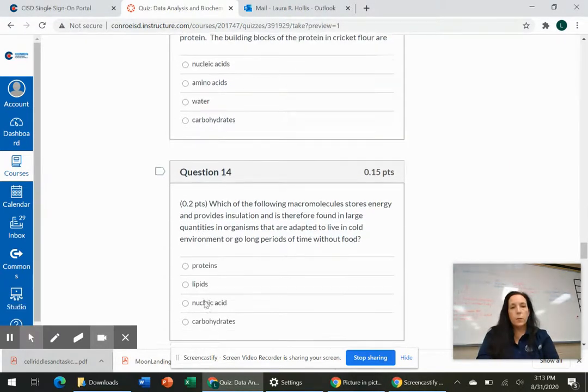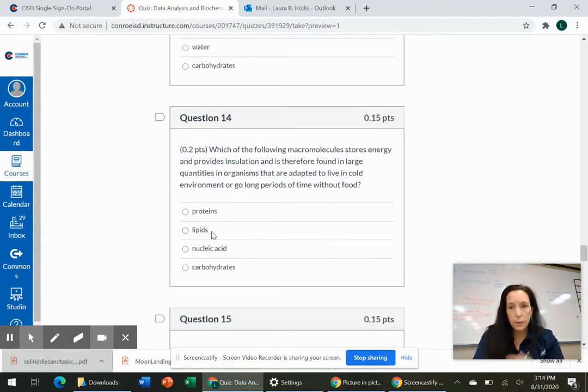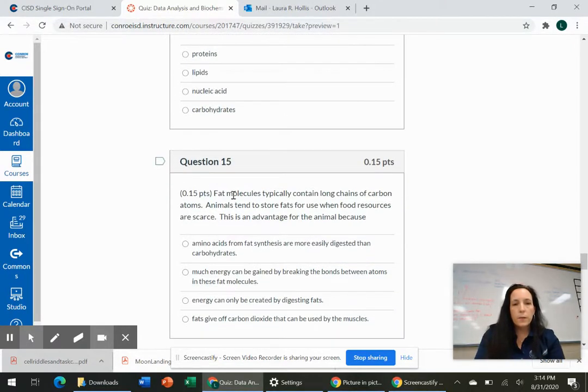Okay, question 14. Which of the following macromolecules stores energy and provides insulation and is therefore found in large quantities in organisms that are adapted to live in cold environments or go long periods of time without food? The answer is lipids, because lipids are used for insulation. We've got to think about seals and walruses. Okay, they have lots of blubber. That's a lipid.